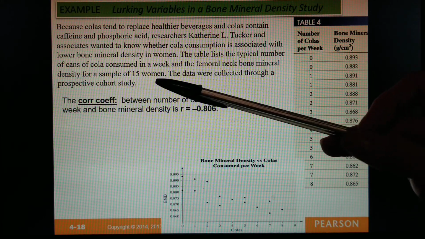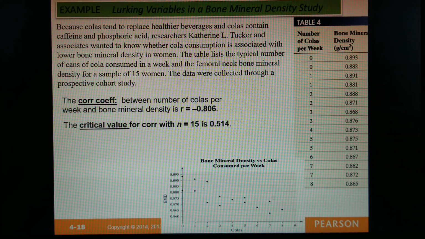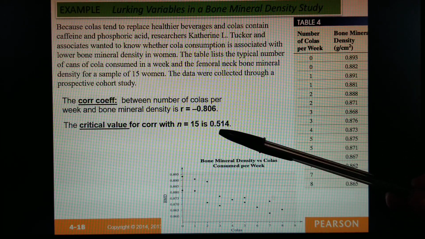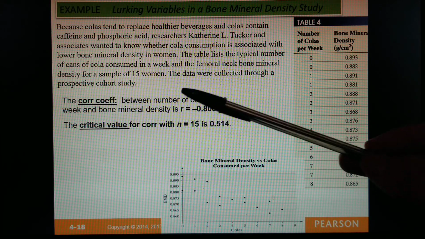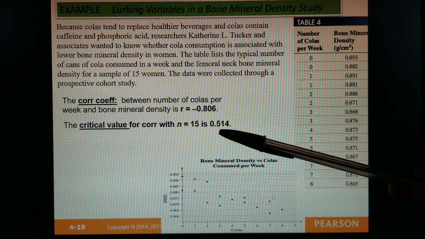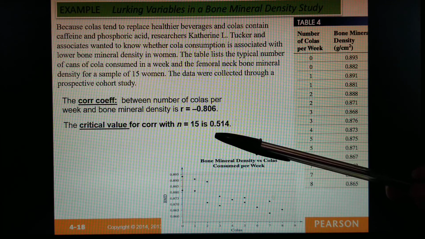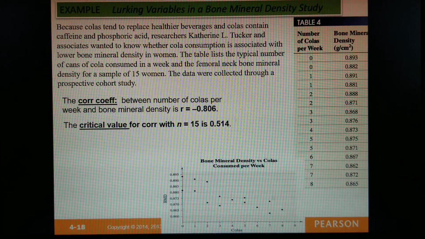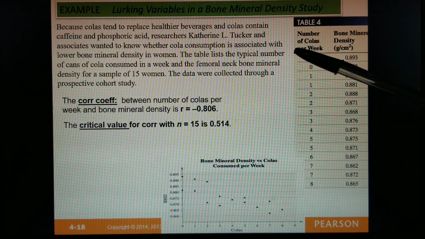Now we had 15 data values. So you go to your little table and you're going to look up what n equaled 15. Now when n equaled 15, we had a critical value of 0.514. Remember, if the absolute value of your correlation coefficient is greater than your critical value, then you say there is a linear relationship, and in this case, would it be positive or negative? It's going to be negative. There is a negative linear relationship between the number of colas consumed per week and the bone mineral density for these women.